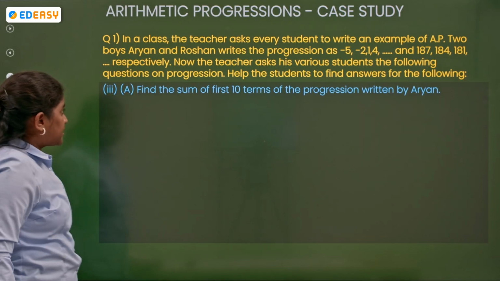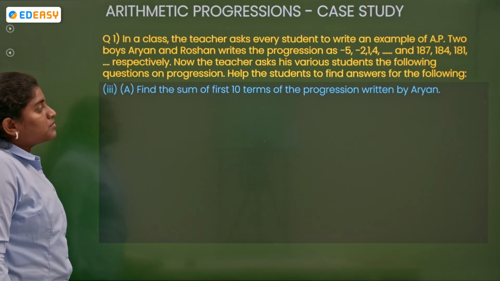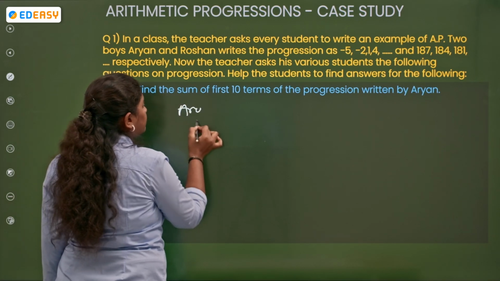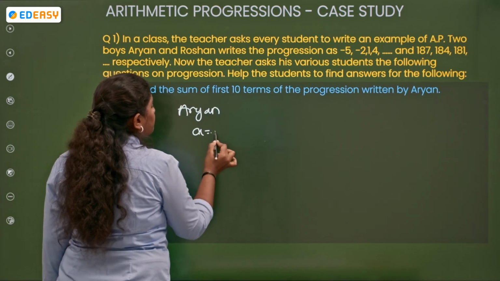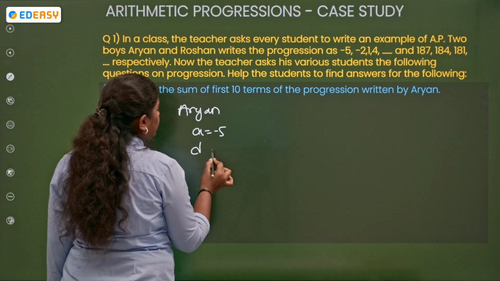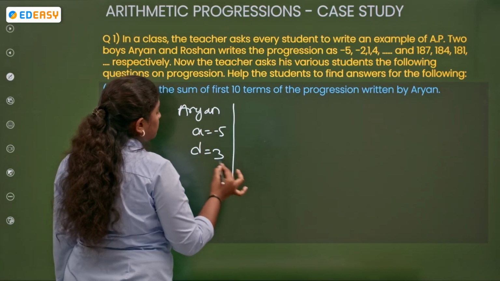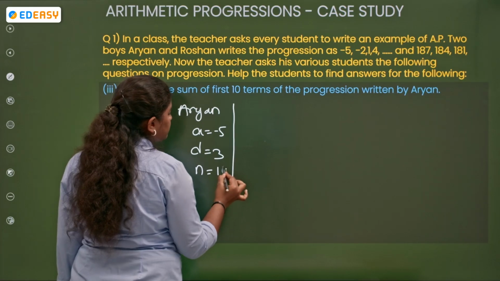Now moving to the next. Find the sum of the first 10 terms of the progression written by Aryan. Coming to Aryan, the first term A equals minus 5 and D equals plus 3. Now coming to the sum of the first 10 terms, that is N equals 10.